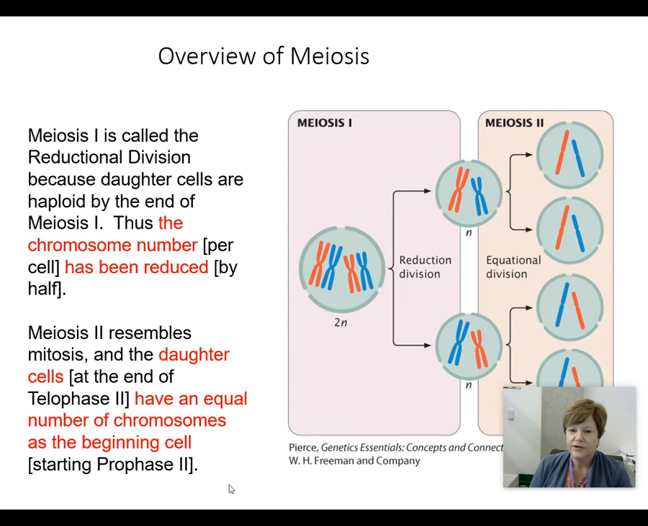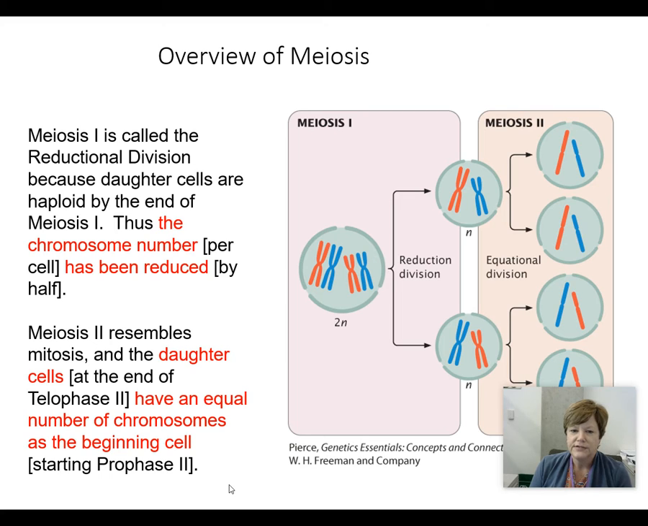Each set is color-coded, so the red large and the red medium chromosome makes up a set, and then the blue large and the blue medium is the other set. Sometimes in these drawings, colors are used to emphasize certain things. In this image, it's emphasizing the sets. So after meiosis 1 is completed, you have two daughter cells, and these are now haploid, one copy of each type of chromosome, a large and a medium chromosome in each cell.